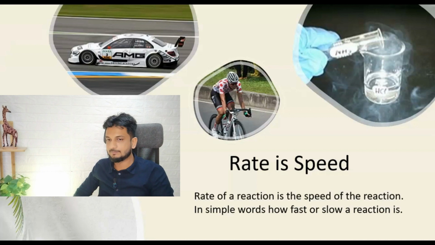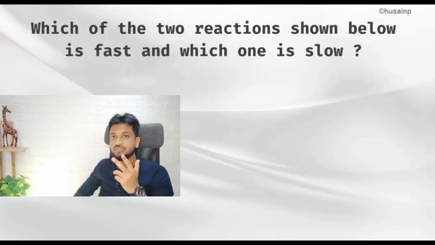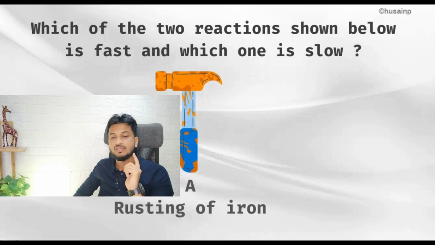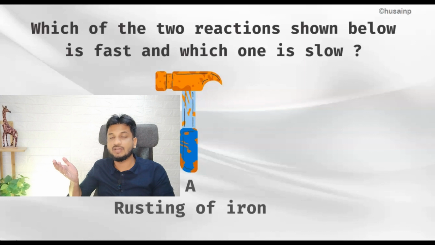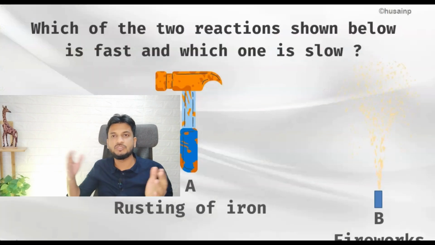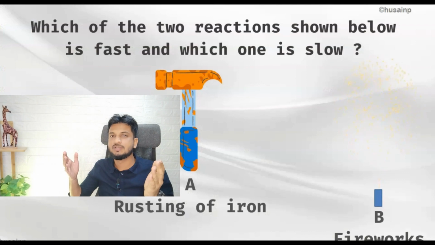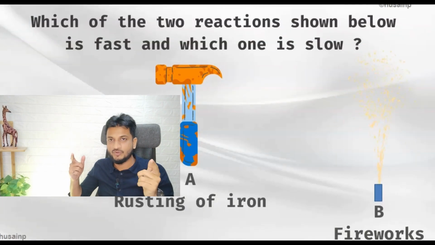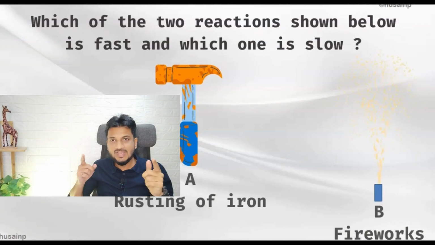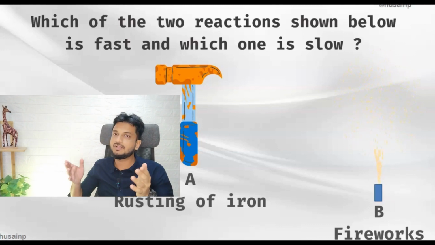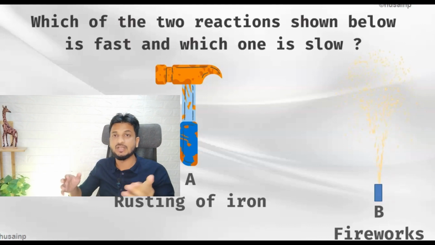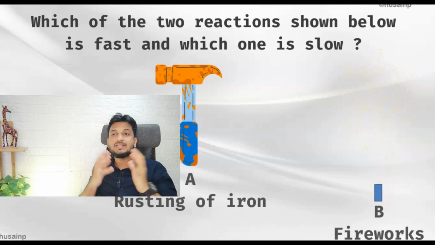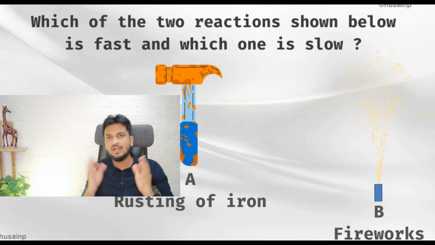Now, activity time. So quickly on your screen here, you have two reactions shown. Reaction A is rusting of an iron hammer, and reaction B is a firecracker. So all you need to do is think and tell me which of the two reactions is fast. Were you able to answer it? Yes, B, the firecracker, is a combustion reaction and is really fast as compared to rusting of iron.